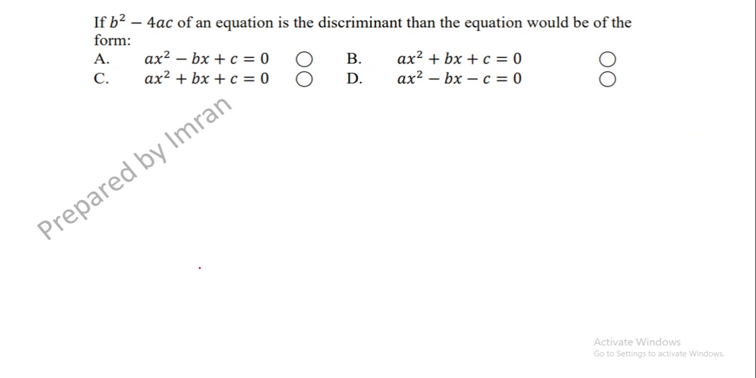If b square minus 4ac is the discriminant, then the equation would be of the form. So from where will I get this discriminant? From the standard quadratic equation, which has all the positive signs. So what is the option? The option will be ax square plus bx plus c is equal to 0. In fact, this is the same as this one, so maybe there is some mistake here. So the right option will be the B option, or it can be the C one. Why? Because ax square plus bx plus c is equal to 0, they both are the same.